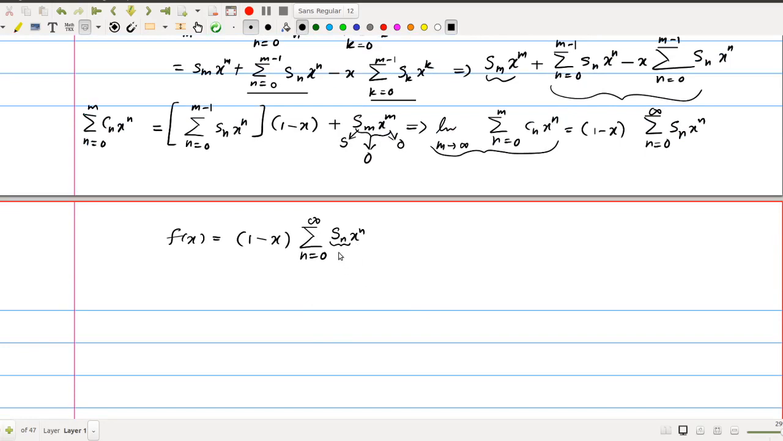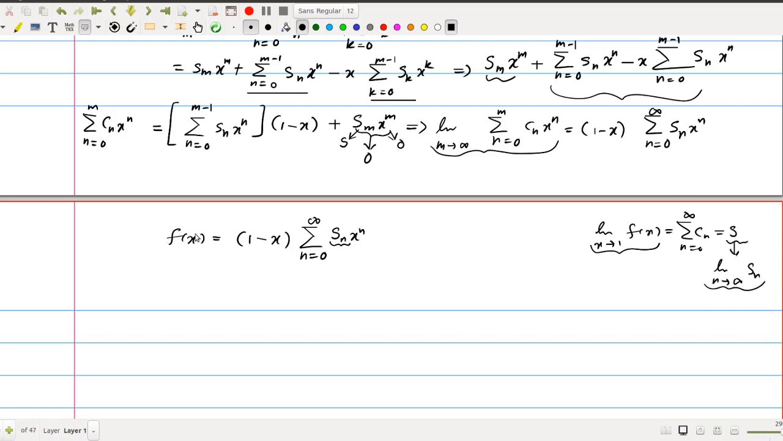Because we need to prove that the limit x tends to 1 of f of x is equal to summation Cn. Summation Cn, with n equal to 0 to infinity, we denote that whole sum as s, which is the limit n tends to infinity Sn. Since Sn is the sequence of partial sums of this series, we need to prove this limit is nothing but this s, or limit n tends to infinity Sn. So this is the requirement.